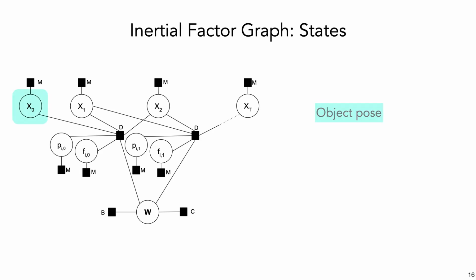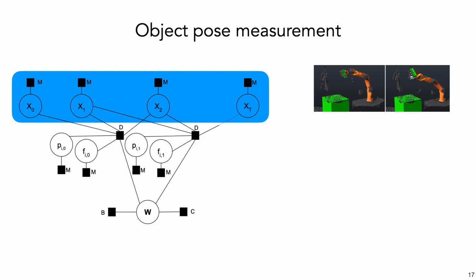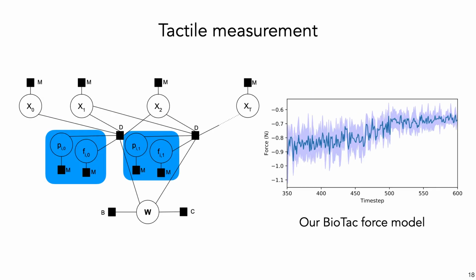Our state consists of the object pose, contact point of the fingertips, and the forces at these contact points. We also represent the inertial parameters as part of the state. Object pose estimates from Dart are encoded via the measurement factors into the object pose state. Force and contact point measurements from the YTAG are encoded in these measurement factors. We use multi-sample dropout to obtain uncertainty estimates of the force predictions. This uncertainty is also input to the measurement factor.